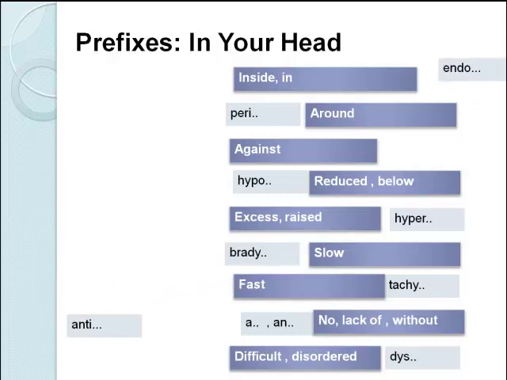Endo means inside. Patient may have endocarditis. That would be inflammation inside the heart. And last but not least, anti is against. An example we had previously, antihypertension or antihypertensive, would be a medicine which is against high blood pressure.